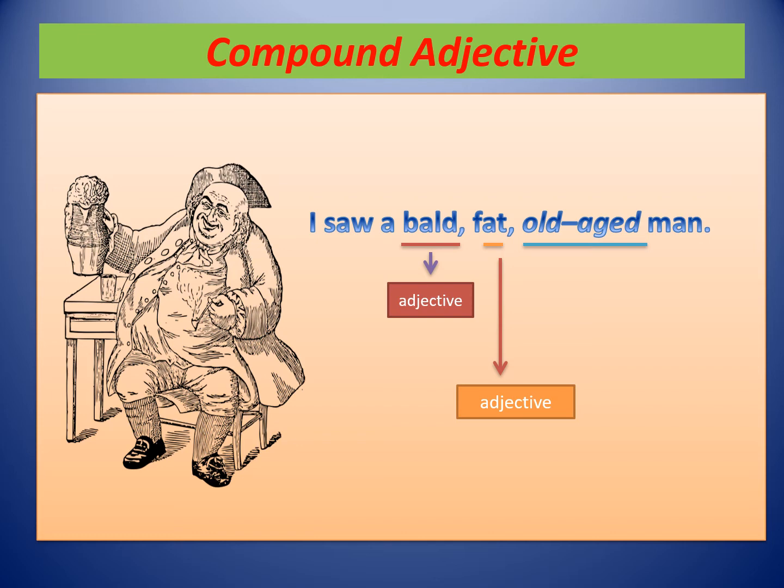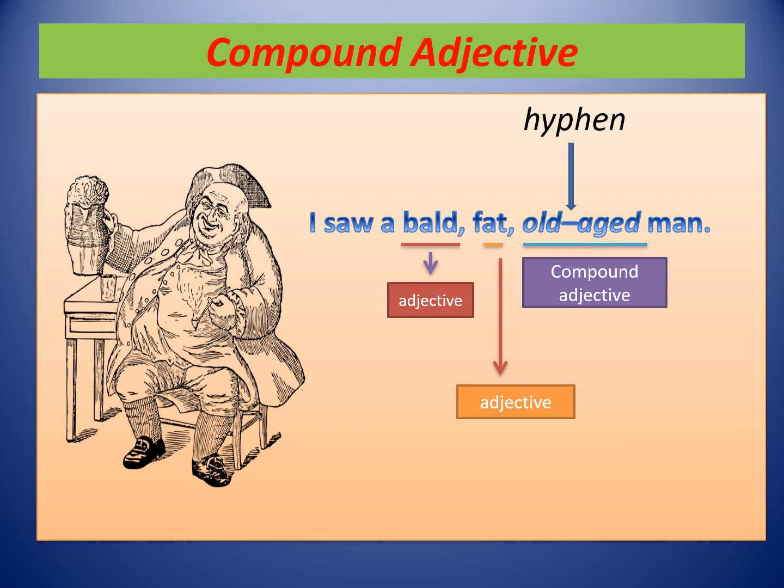But here 2 words are there. Old and aged. These 2 words are joined by a hyphen, and these two words are acting as a single idea. So we call this a compound adjective. So this compound adjective is also describing the noun man. So how many adjectives are there in the sentence? Three. What are they? Bald, fat, old-aged. But old-aged is a compound adjective.